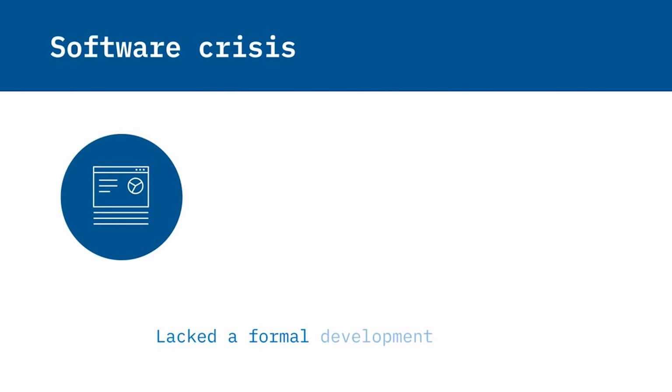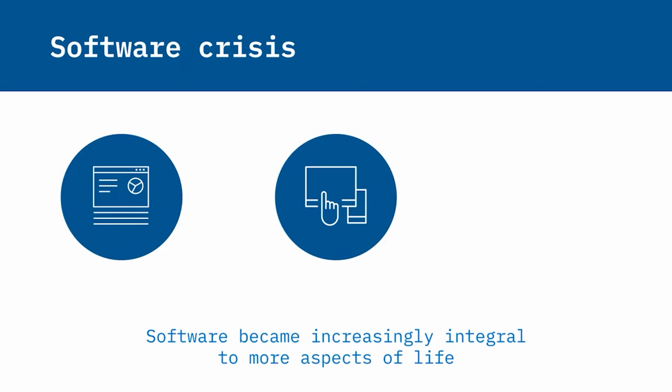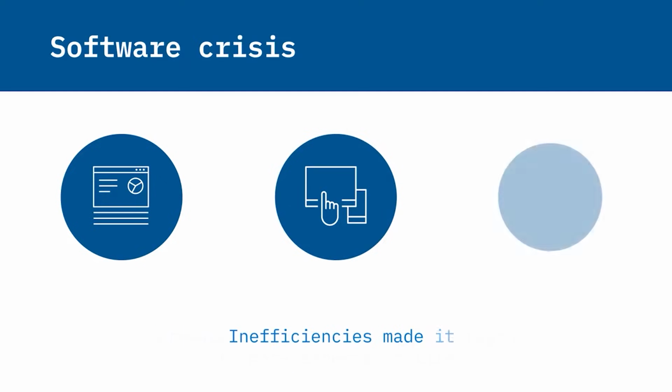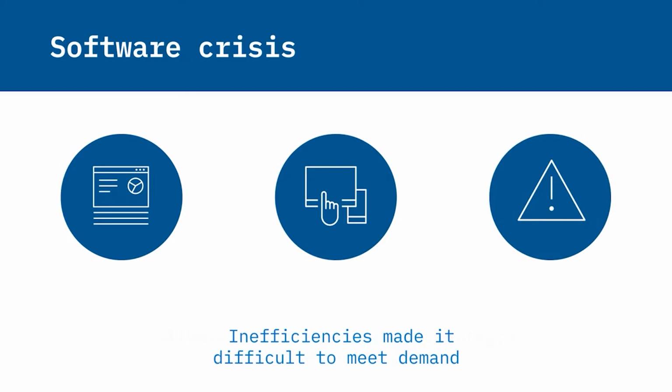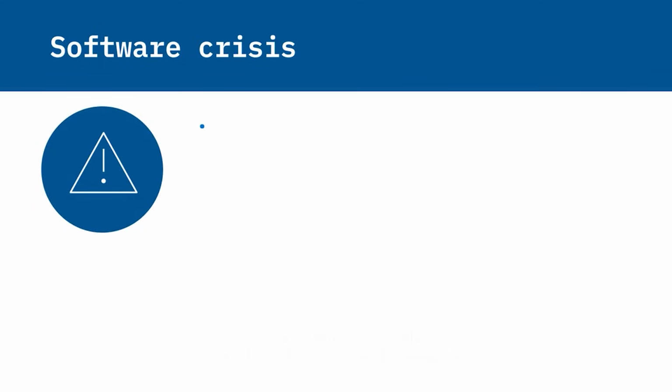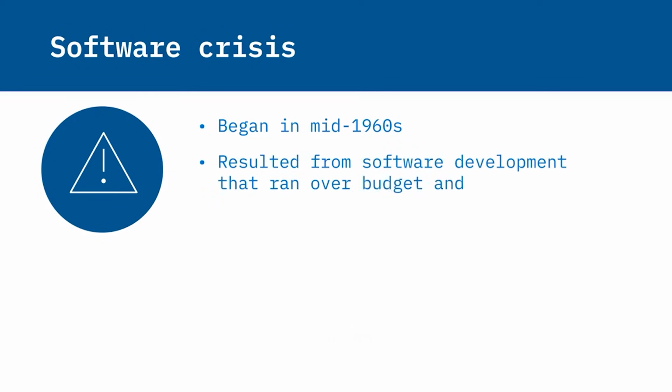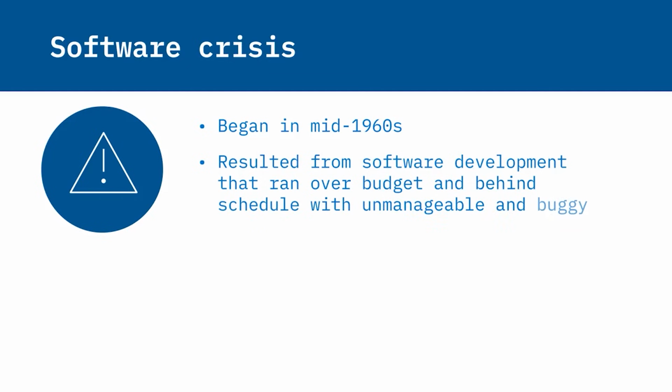Initially, the creation of software lacked a formal development process. As the world widely adopted computers, software became increasingly integral to more aspects of life. The inefficiencies in the software development process made it difficult to meet the rapidly increasing demand for computing resources and complex software. This led to what is known as the software crisis, which began in the mid-1960s and lasted until the mid-1980s. During this period, software development often ran over budget, behind schedule, and consisted of unmanageable, buggy code.